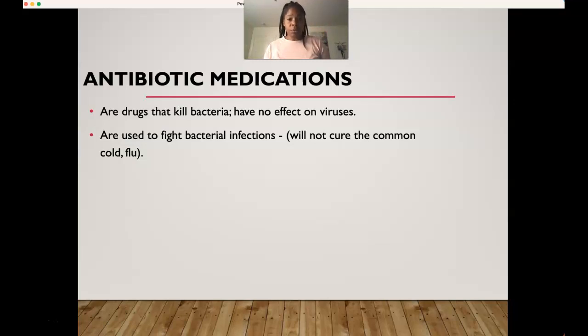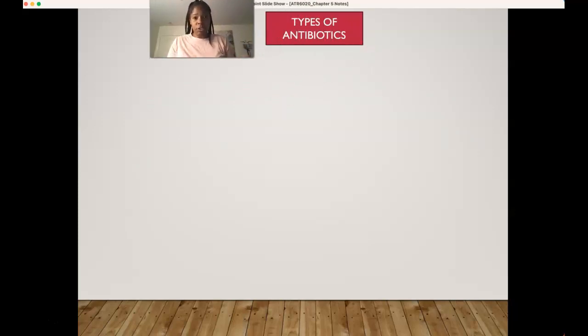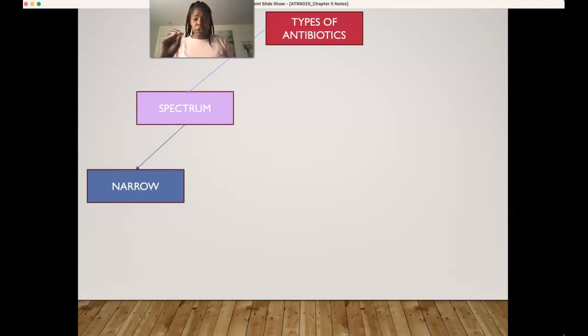So let's talk through the different types of antibiotic medications that are on the market. Before we can talk about the types, we have to understand in general what the groups of antibiotics available are. So we have to think about where they fall on the spectrum. And there are two different types of antibiotic medications most often.